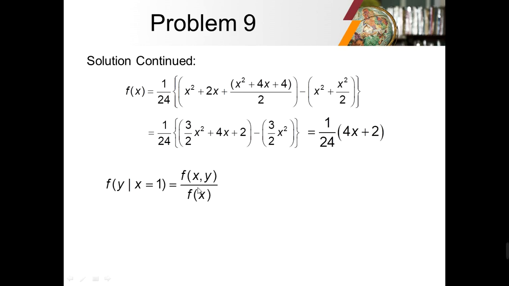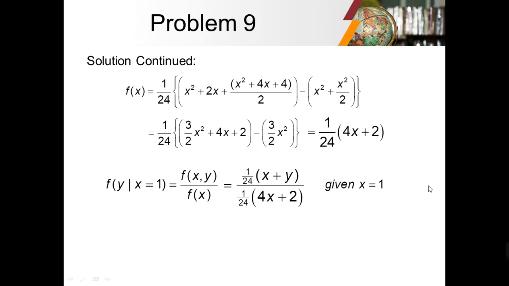So, kung isa-substitute natin siya dito, so that would be 1 over 24 times x plus y over 1 over 24 times 4x plus 2. Saan galing ito yung f of x, y na given, di ba? Kasi ito naman yung f of x na nakuha natin. Paano natin nakuha ang f of x? By integrating the function in terms of y. So, syempre, magka-cancel out na yung 1 over 24. So, nagiging x plus y over 4x plus 2.